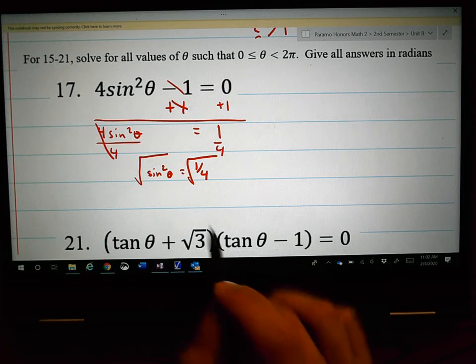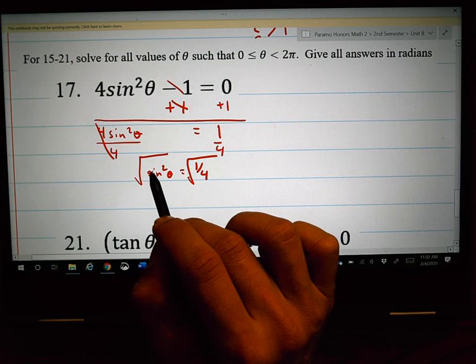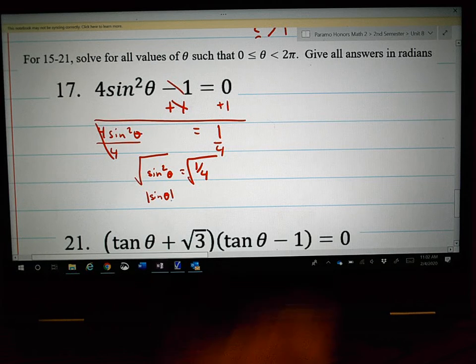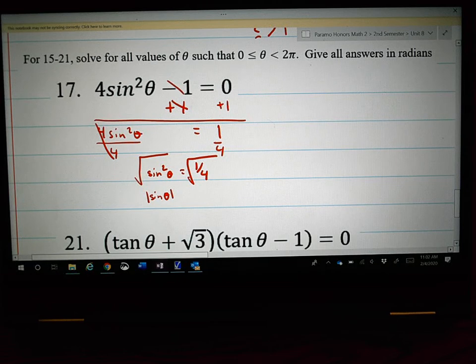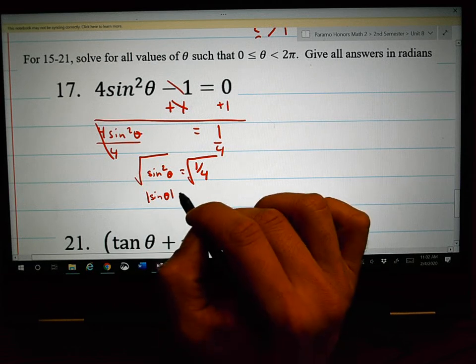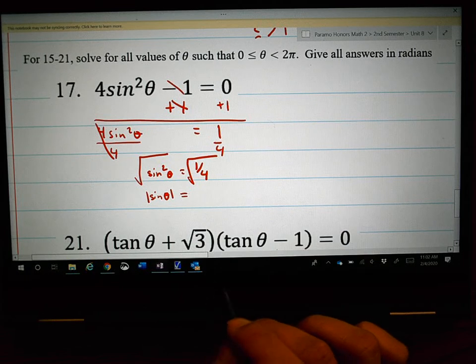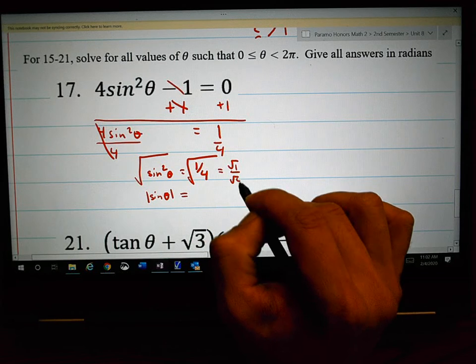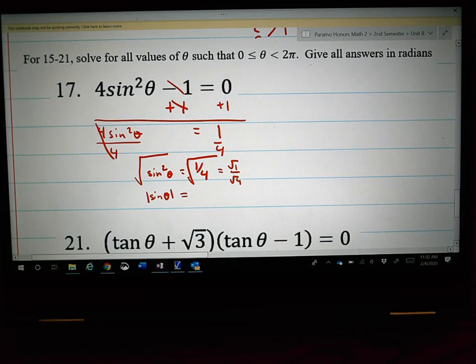When you square root something squared, that is the same thing as the absolute value. That's how I usually will write it in my work. You don't have to do that if you don't want to. If you do, that's totally fine. The square root of 1/4 is the same thing as the square root of 1 over the square root of 4. I know what that is. That's 1/2.